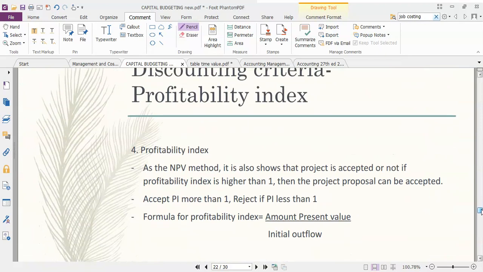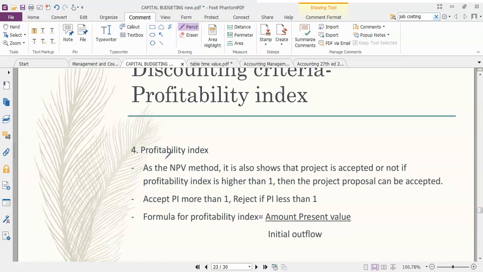The fourth one is profitability index. Okay. So kalau dekat profitability index ni, nak tengok berapa banyak profitability index. Okay, untuk certain project. Okay, kalau tengok pada net present value method, it will show that the project is accepted or not if the profitability index is higher than 1. Okay, then the project proposal can be accepted.